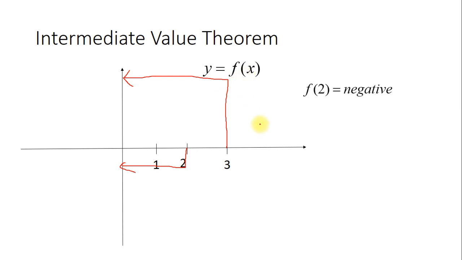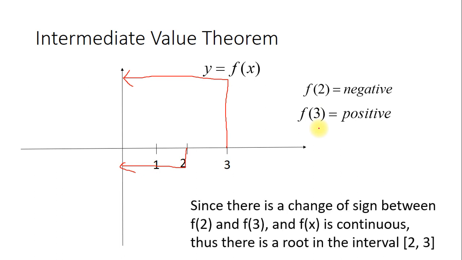Now, let's say you substitute 2 into the function, you get a negative value. And then you substitute 3 into the function, and let's say you get a positive value. Now, from here, it shows that there is a change of sign between 2 and 3. When there is a change of sign, it means the graph has passed through the x-axis, which means there is a root between 2 and 3.